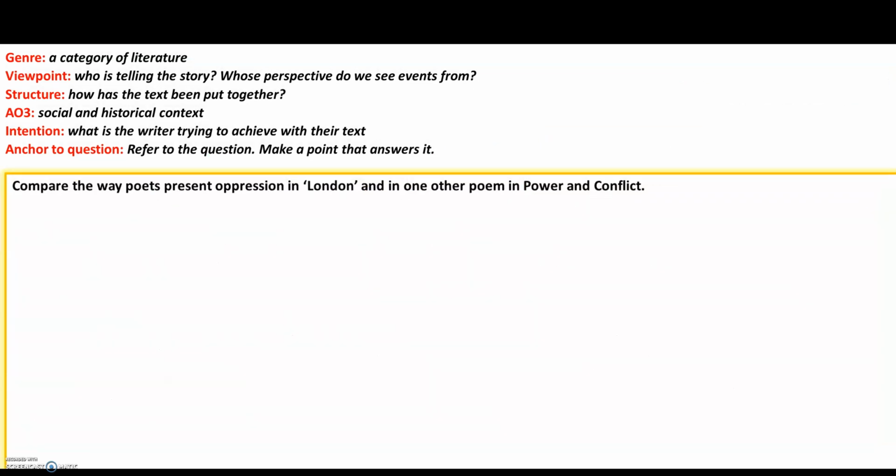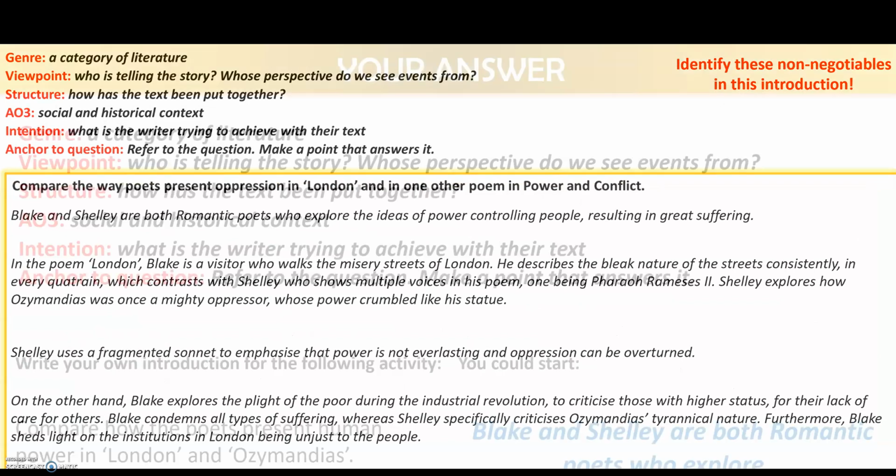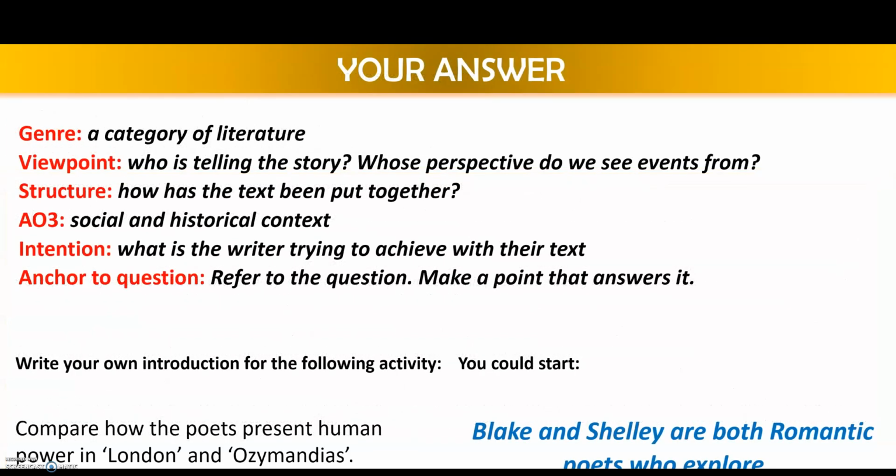Please make sure you are now going to be writing your own one. For this question, compare how the poets present human power in London and Ozymandias. Use this sentence starter there. Do bear in mind that maybe a human power could be quite weak or it could be quite strong. Does it change, and how does it change?